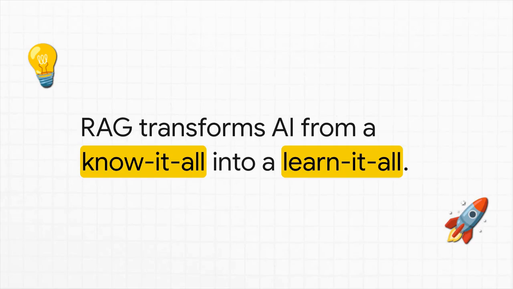So when you put it all together, you can see how RAG fundamentally changes what an AI is. It transforms the model from a static know-it-all that's trapped by its old training data into a dynamic learn-it-all that's capable of engaging with the world as it is right now.